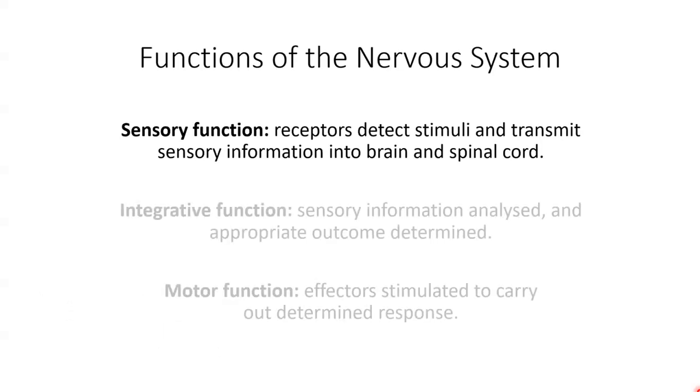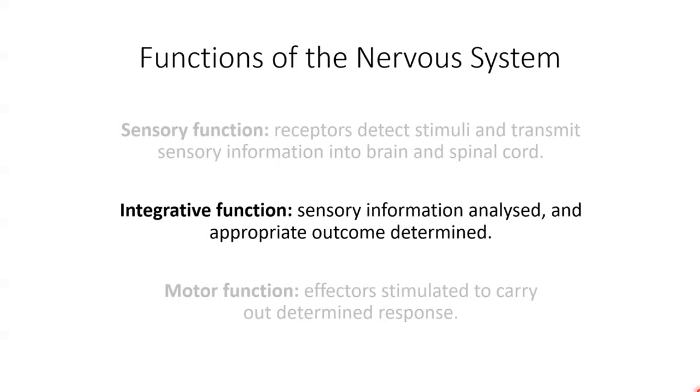So the sensory function of the nervous system involves sensory receptors, which detect internal stimuli, such as an increase in blood pressure, or external stimuli, such as a raindrop landing on your arm. This sensory information is then carried into the brain and spinal cord through our cranial and spinal nerves.